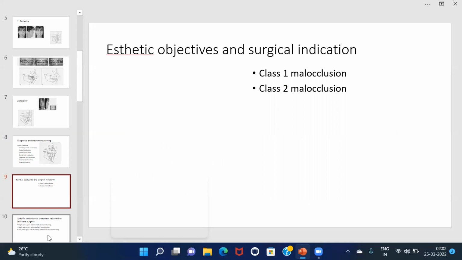Now, aesthetic objectives and surgical indication. In class 1 malocclusion, scenario 1, this patient has a class 1 malocclusion, mandibular anteroposterior deficiency, and a good chin shape. The solution is to use orthodontics to create a class 2 malocclusion along with the surgical advancement of the mandible.